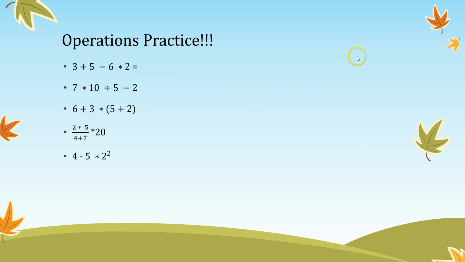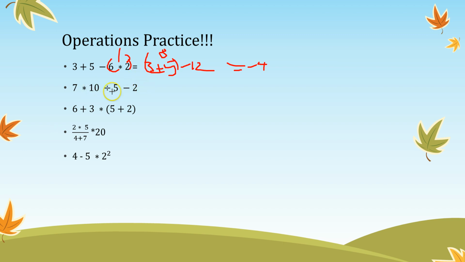So let's do some practice. 3 plus 5 minus 6 times 2. We first do the multiplication, 6 times 2, which becomes 12. So now we have 3 plus 5 minus 12. Then we do left to right. 3 plus 5 is equal to 8. And now we do the last part. 8 minus 12 is negative 4. And so that's your answer.